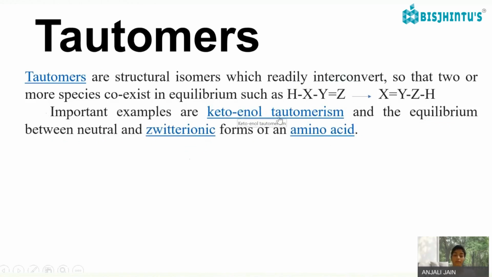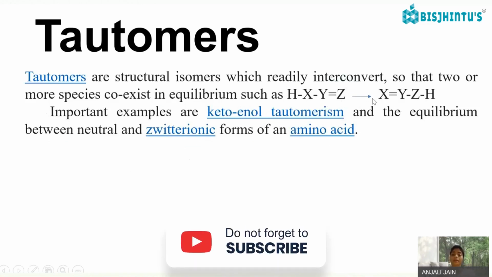Now we'll ask, what is equilibrium? So equilibrium is a state where the two can interconvert readily. Readily means like this bond has been formed, so the YZ form can readily interconvert itself to the XY form.